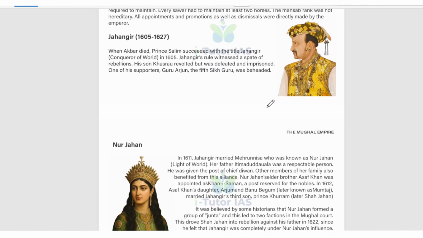The period of Jahangir after Akbar, 1605 to 1627. So this is a picture of Jahangir. When Akbar died, Prince Salim succeeded with the title Jahangir, conqueror of the world, in 1605. Jahangir's rule witnessed a spate of rebellions. His son Khusru revolted, but was defeated and imprisoned. One of his supporters, Guru Arjun, the fifth Sikh Guru, was beheaded.